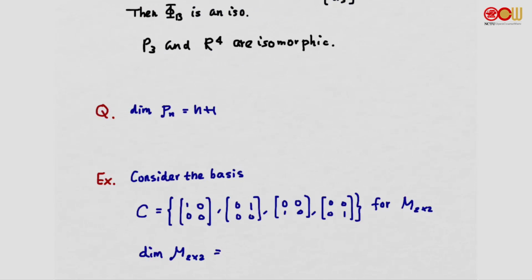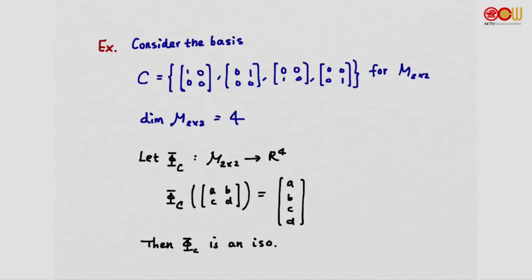Another example. Let's consider this set for M2 by 2. We know it's a basis. So we can immediately write down that the dimension of M2 by 2 is also equal to 4. If we define the coordinate transformation using the basis C, then we get a coordinate transformation from M2 by 2 to R4. It maps a matrix abcd to a vector abcd. And this phi C is an isomorphism.